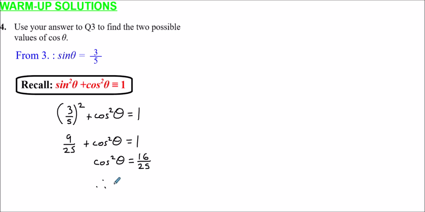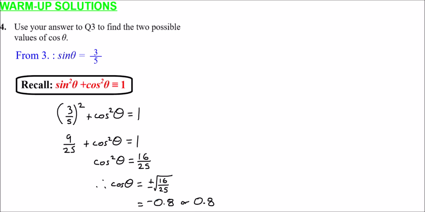Then if we square root both sides, and remember to do plus or minus on this side, we see that cos theta is going to be plus or minus root 16 over 25. So that's going to be minus 0.8 or 0.8, essentially 4/5 or minus 4/5. You can leave it as decimals or fractions, it's completely up to you. So minus 4/5 and plus 4/5, or minus 0.8 and plus 0.8.